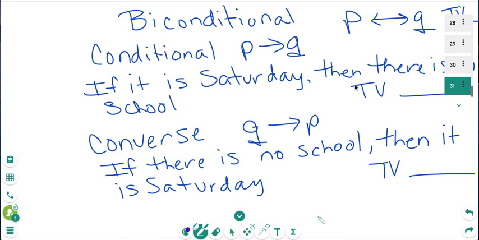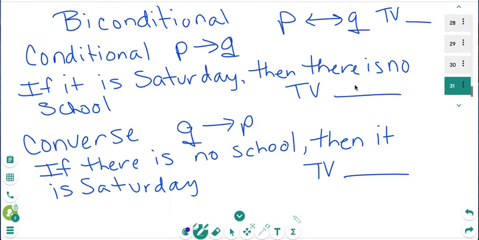Okay, let's look at the biconditional statement. The biconditional statement has to have a true conditional statement, a true if P then Q, and its converse also has to be true for the biconditional to be true.